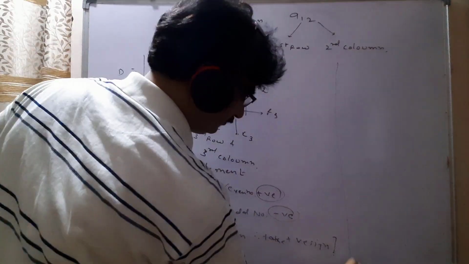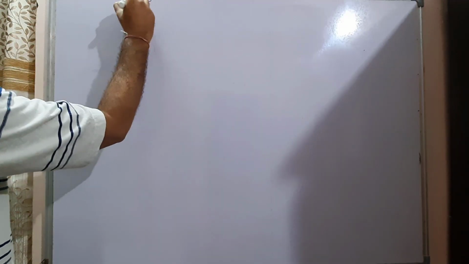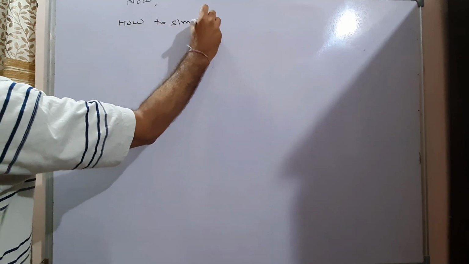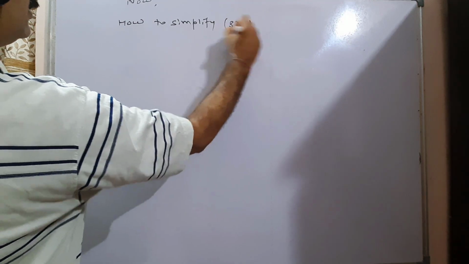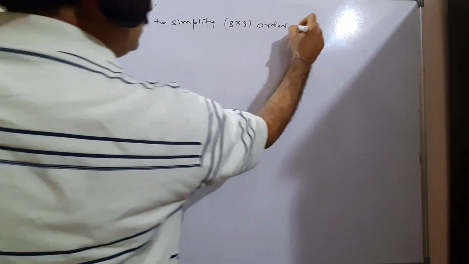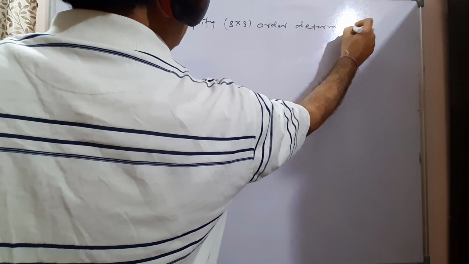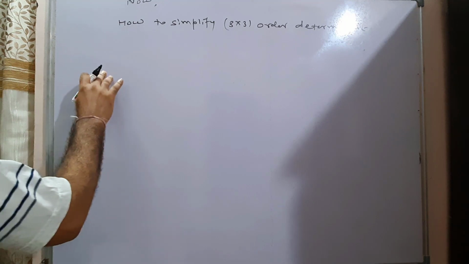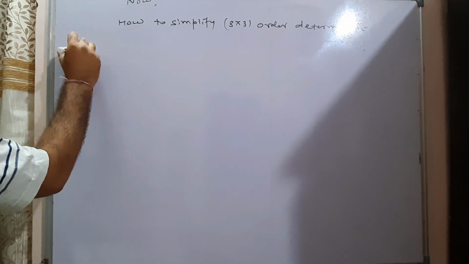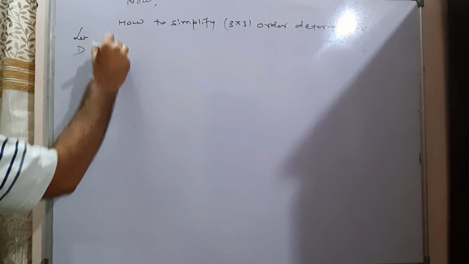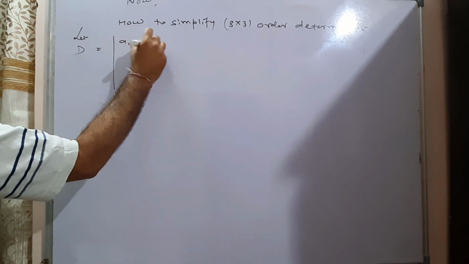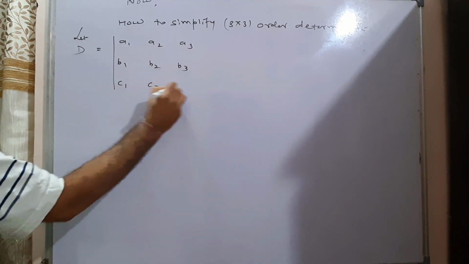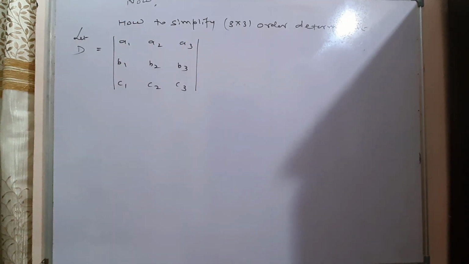Is it clear? Okay. How to simplify a 3 by 3 order determinant. There is a specific method to simplify a 3 by 3 determinant. Again we consider the determinant A1, A2, A3, B1, B2, B3, C1, C2, C3.